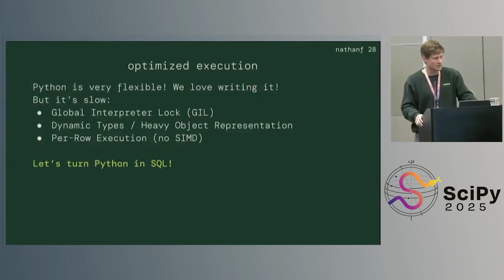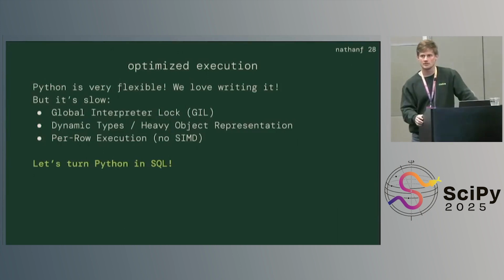Well, Python's really flexible and people love writing it. It's really good for expressing certain concepts. But it can be very, very slow to run. And there are a few good reasons for this. One is there's this GIL, which I'm sure you're all aware of, and means we can't really get good parallelism. It has dynamic types and really heavy object representation, and it's all per row execution.